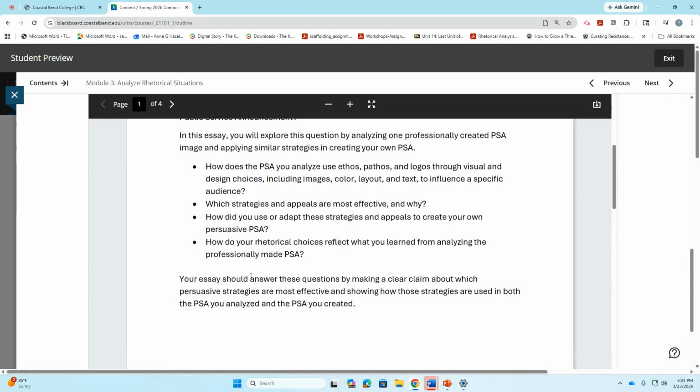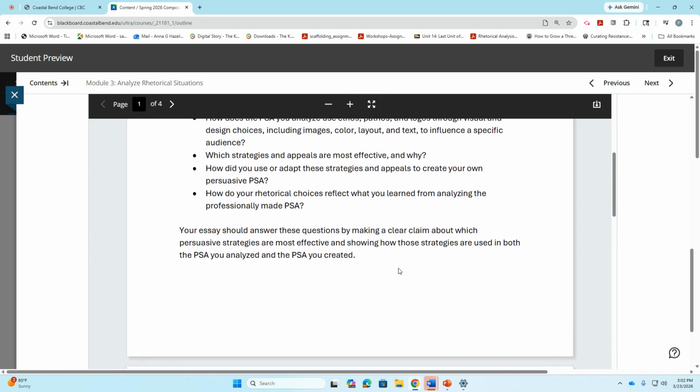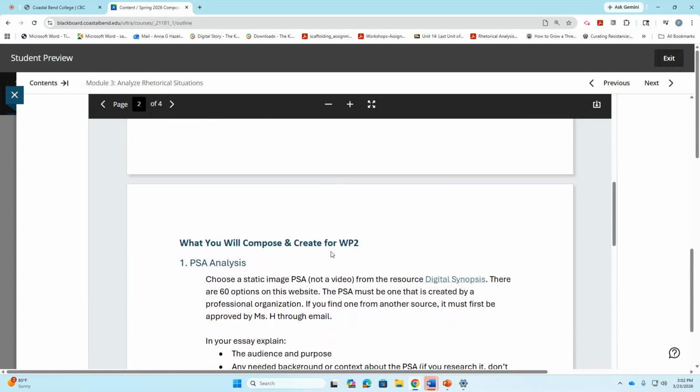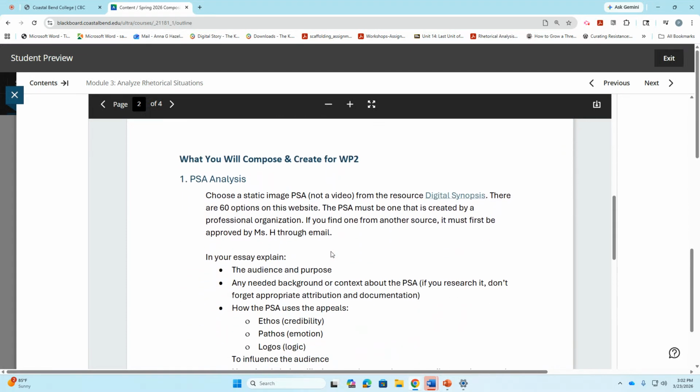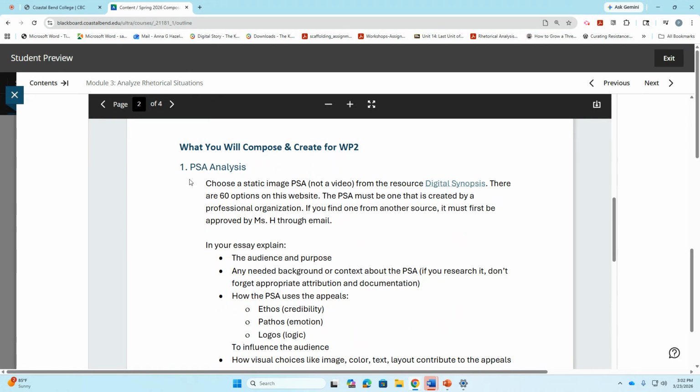Your essay should answer these questions by making a clear claim about which persuasive strategies are most effective and showing how those strategies are used in both the PSA you analyzed and the PSA you created. So I have this broken down into different parts. What you will compose and create for Writing Project 2.